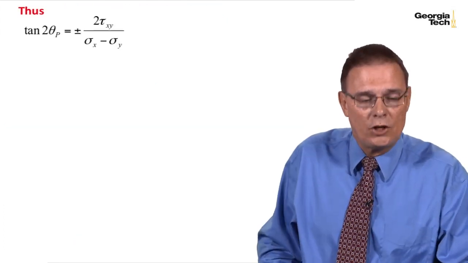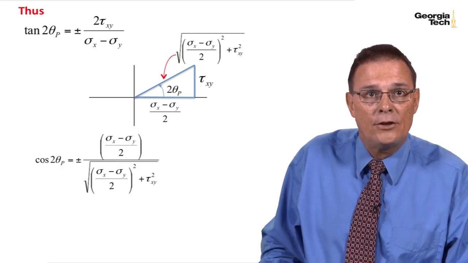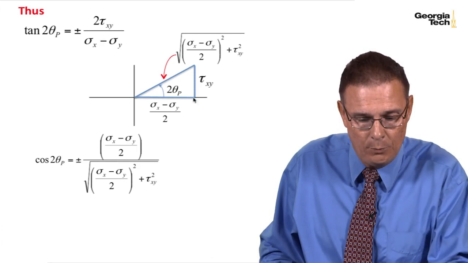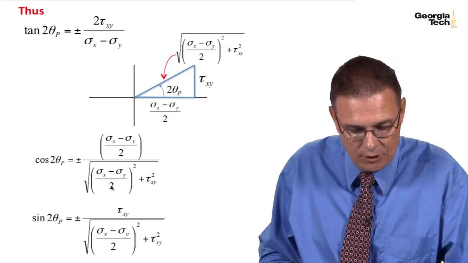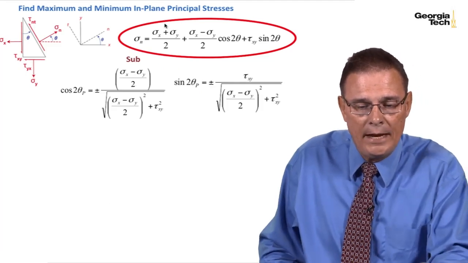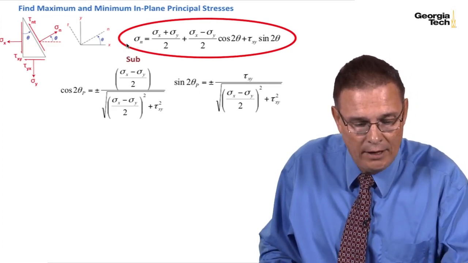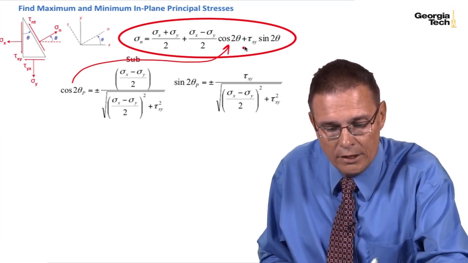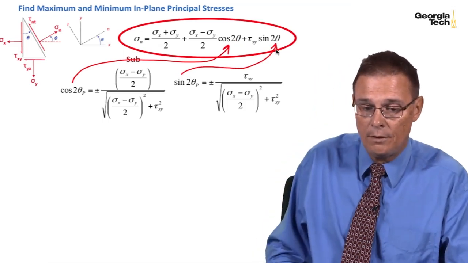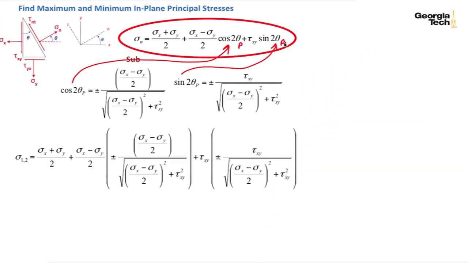Okay, so here is our relationship for tangent 2 theta sub p, and it can be plus or minus this value. Here it is shown graphically. By trigonometry, we can find the expression for cosine 2 theta sub p, which is the adjacent side over the hypotenuse, and the sine of 2 theta sub p, which is the opposite side over the hypotenuse. And now we can take our stress transformation equation for sigma sub n, the normal stress, and substitute in cosine 2 theta sub p and sine 2 theta sub p. Now we're talking about specific angles, theta sub p. And this is the result I get by substituting those in, plus or minus.